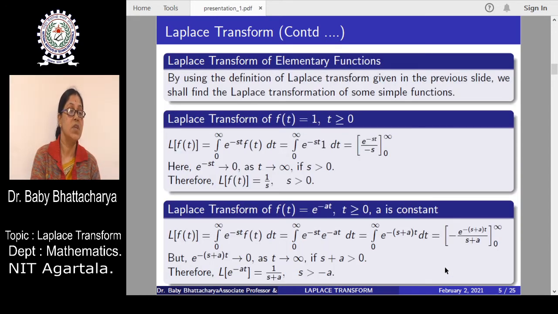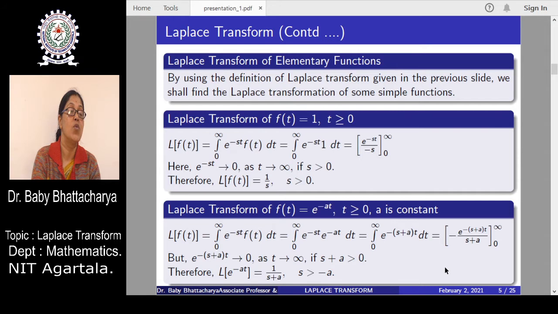So, first we are considering the Laplace transformation of a constant function, or rather a particular one, f(t) equals 1, where the function is defined for all t greater than or equal to 0. Now we are applying the definition of the Laplace transformation to find the same for this function f(t) equals 1. From the definition, it is the integration from 0 to infinity of e to the power minus st f(t) dt, which is equal to the integration from 0 to infinity of e to the power minus st, with f(t) replaced by 1, dt.